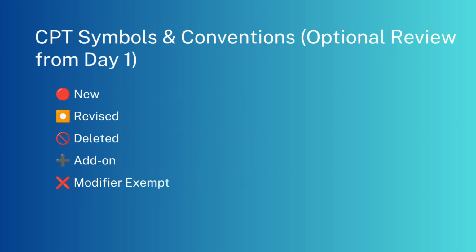A quick refresh from day 1. Red circle: new code. Triangle: revised code. Prohibited symbol: deleted code. Plus: add-on code. Cross mark: modifier exempt. These symbols work alongside the guidelines to guide your selection.